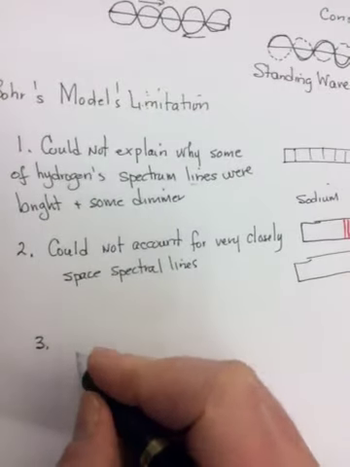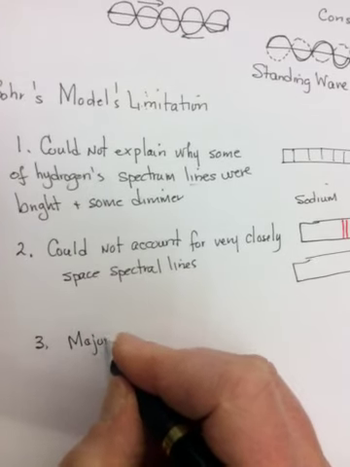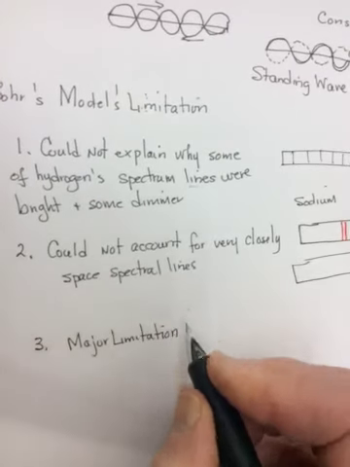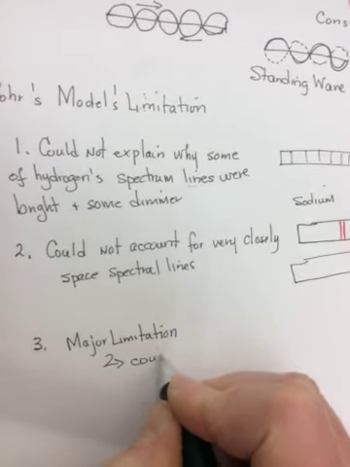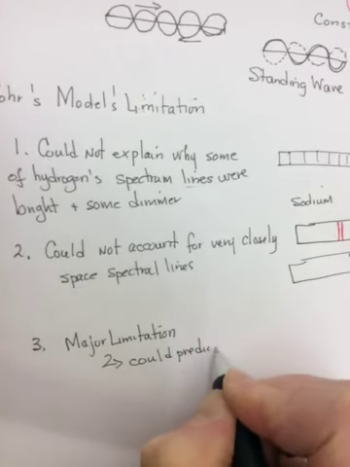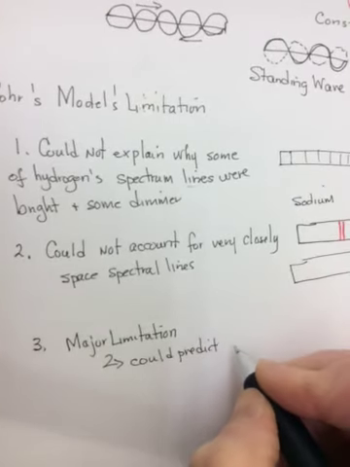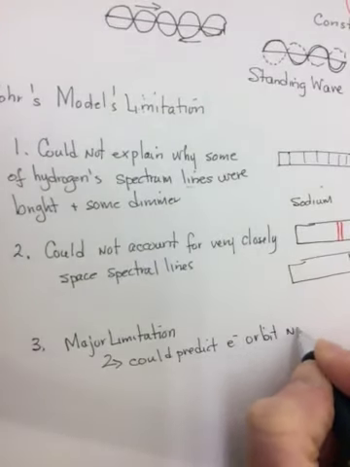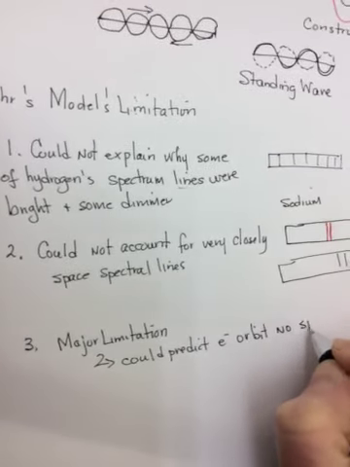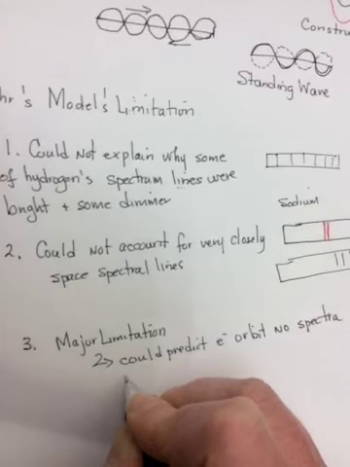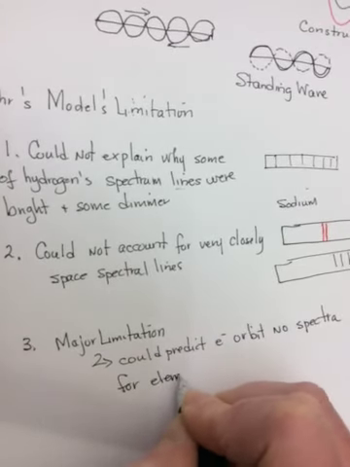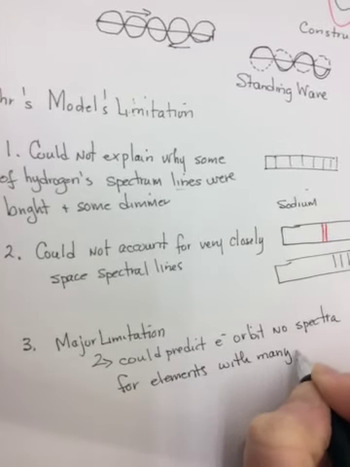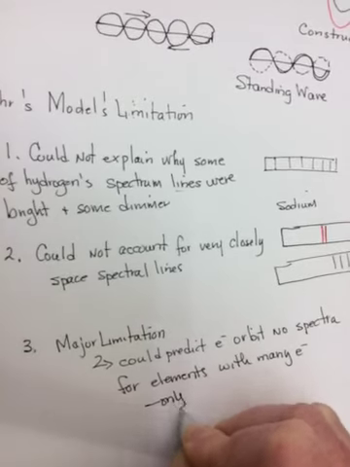But his major limitation, the big one, is that his model really only works for hydrogen. He could not predict the electron orbits, nor the spectra, which is plural for spectrum, for elements with many electrons. It really only works for hydrogen. Okay?